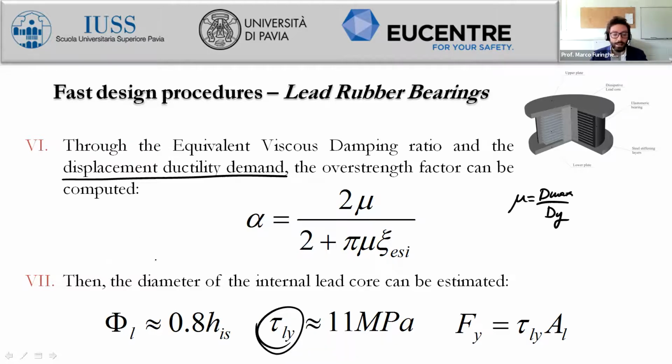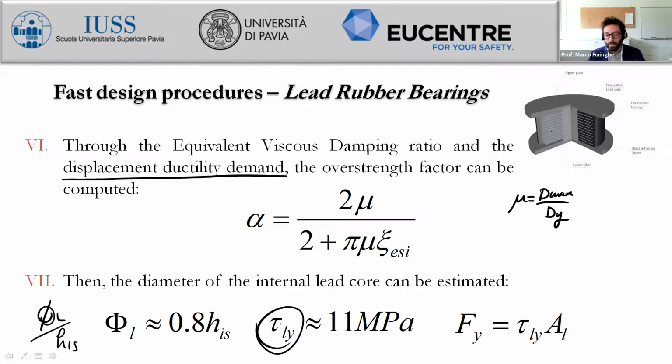And the second is a common ratio between the diameter of the internal lead core and the height of the device. So this is just this assumption: the diameter of the internal lead core divided by H isolator. So let's talk about them.